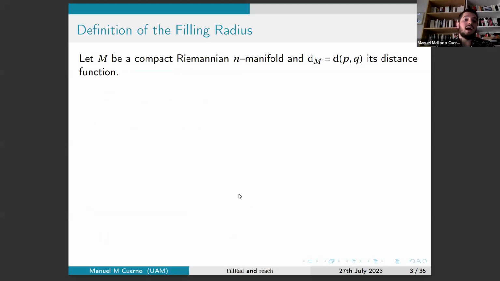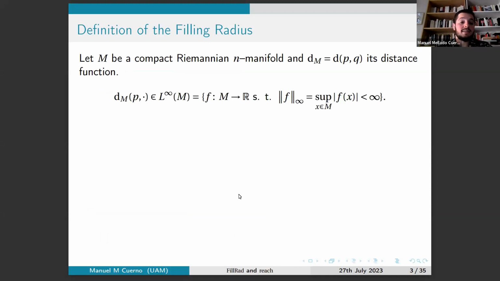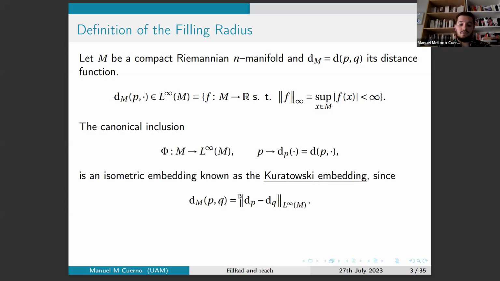In the talk, M will be a compact Riemannian n-manifold, and d_M will be its distance function. We can see the distance function with a fixed point as a function in L infinity of M, which is the set of all the real-valued functions with bounded supremum norm. There is a canonical inclusion called the Kuratowski embedding, where we send each point in the manifold to its distance function. Indeed, it is an isometric embedding.